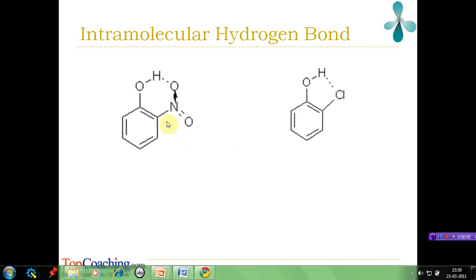Intramolecular hydrogen bonding has been exhibited by ortho-nitrophenol and ortho-chlorophenol. The compounds which have intramolecular hydrogen bonding, that is the ortho isomers, have lower melting point than the other isomers such as meta or para isomers which exhibit intermolecular hydrogen bonding. We have already discussed the intermolecular hydrogen bonding in para isomer of nitrophenol, which shows higher melting point and lower volatility than this ortho-nitrophenol.